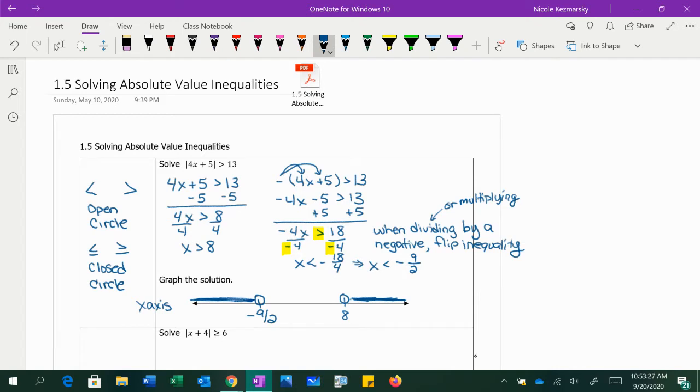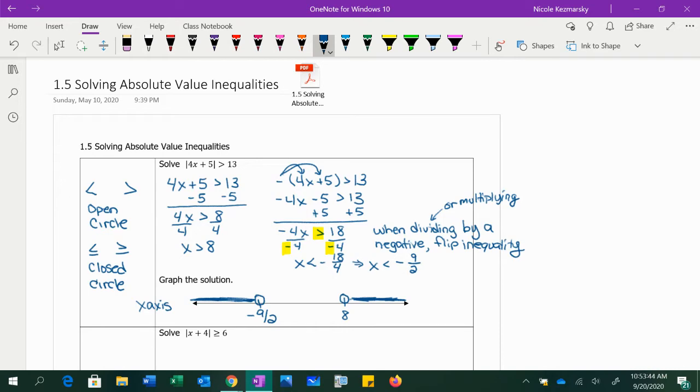Okay? So some people like to think less than means shade left. Some people like to look at these inequalities and think of them as arrows pointing in the direction that you're supposed to shade. So the greater than pointed to the right, so we shaded to the right. Whatever helps you. Okay. And I can check these in Desmos.